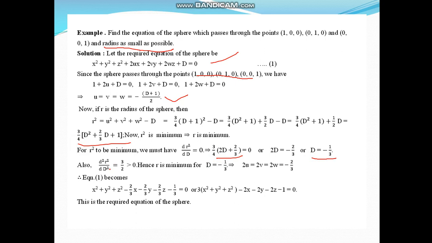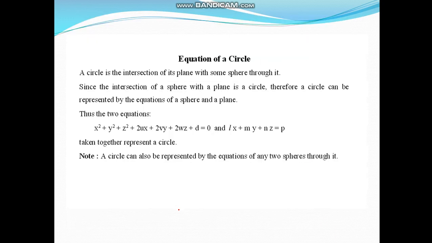And the double derivative of r square should be positive, and it is coming positive. So therefore r is minimum for d equal to this. That implies twice u, twice v, twice w equal to this. Now let us substitute these three values in this equation. So we will get the required equation of sphere.